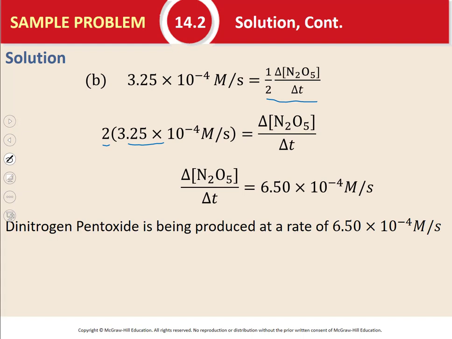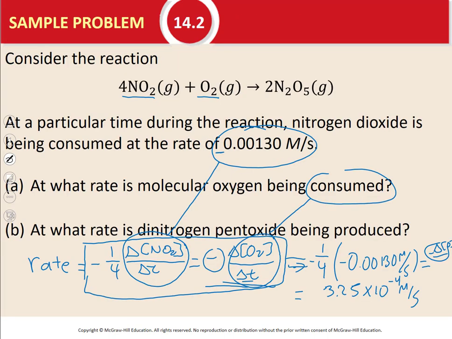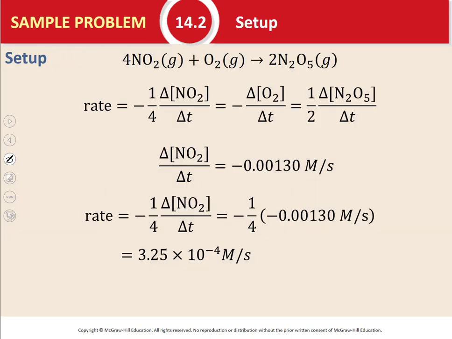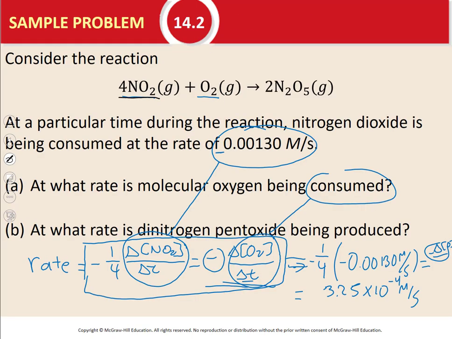Start from the beginning there? Okay, let's go. Let me just do a blank slide. New slide. Let's start with our rate expression. So rate in terms of the NO2 would be negative 1/4. Equals, now in part B, we're comparing it to the dinitrogen pentoxide, which is 2 of them, so that's positive 1/2.